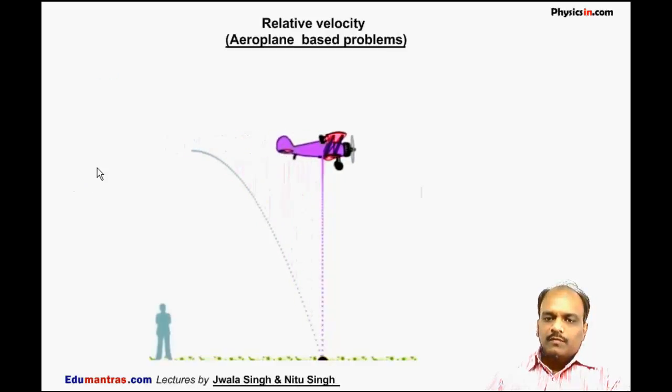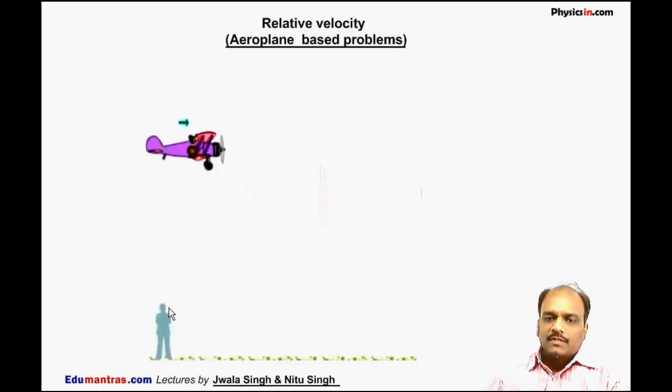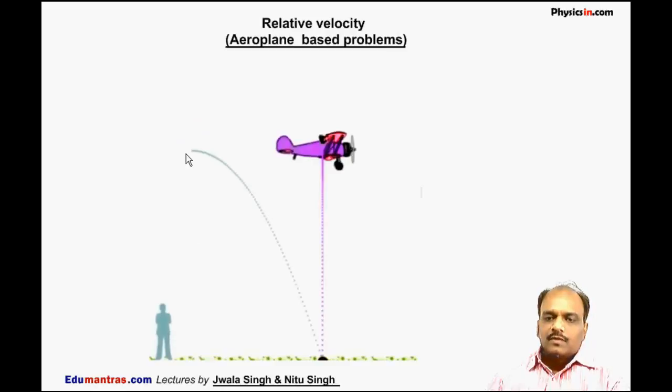When the aeroplane is moving with constant speed, the ball will move in parabolic path as seen by this man. As seen by this observer, this path appears to be a parabolic. But with respect to this observer, this ball is simply falling vertically downward. With respect to this aeroplane, the observer sitting on this aeroplane, the ball is simply falling vertically downward.